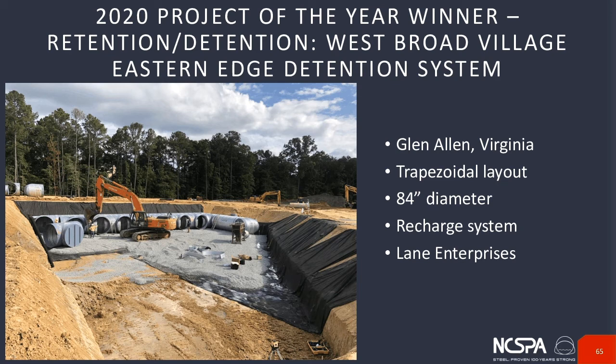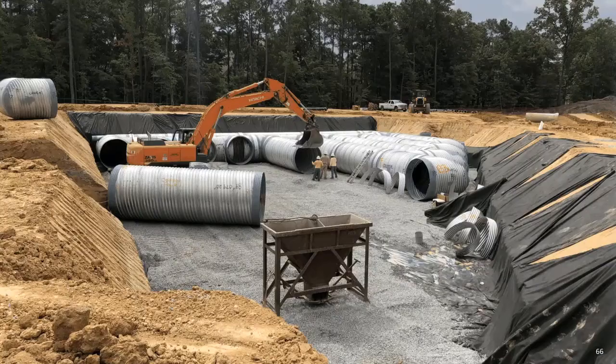I'll walk us through a couple. I know Daryl showed us some and highlighted some of the customizable variables. But here we have our most recent project of the year winner. This is a West Broad Village detention system in Glen Allen, Virginia. Similar to the one Daryl showed, this is a trapezoidal layout, as you can see. An 84-inch diameter recharge system produced by Lane Enterprises. Another quick shot of the system itself as they lay more pipe. As you can see, they cut it in a trapezoidal. This is for an assisted living home, I believe.